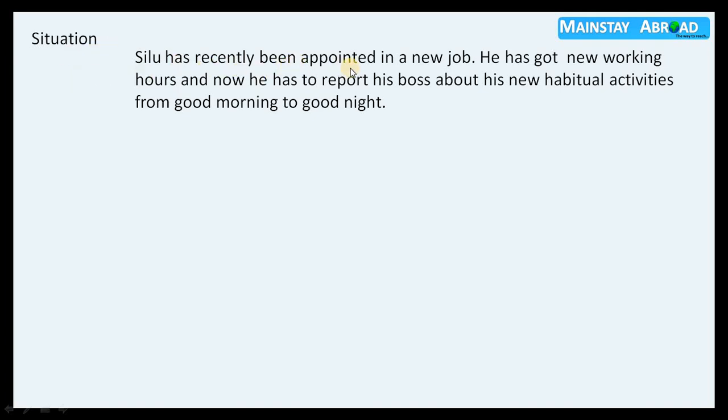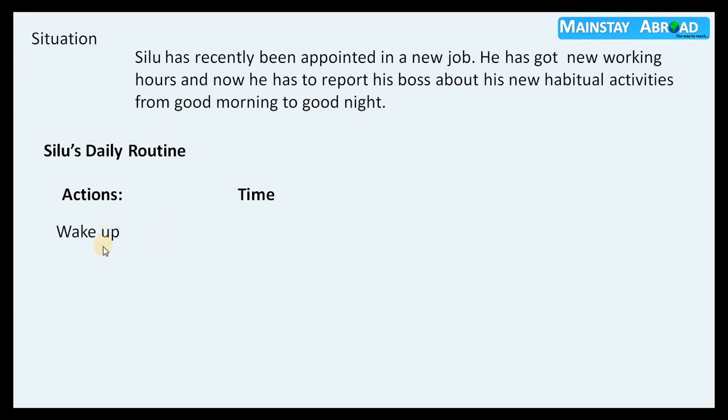Silu has recently been appointed to a new job. He has got new working hours and now he has to report to his boss about his new habitual activities, from good morning to good night. So this is a situation that you can take up, and you have to prepare a note for Silu, for example, Silu's daily routine. As he is going to report to his boss, we have to create one action table and timetable.